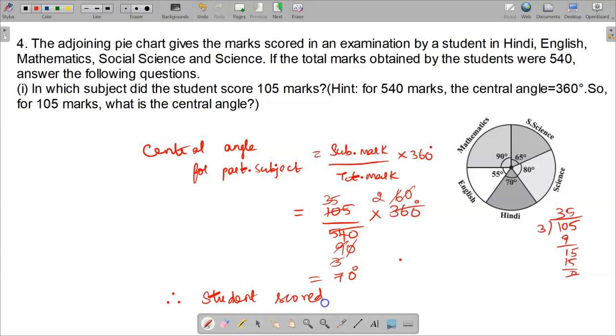So therefore the student scored 105 marks in Hindi. Why? Because the central angle for Hindi only is 70 degrees. So definitely for this subject only they have scored 105 marks.